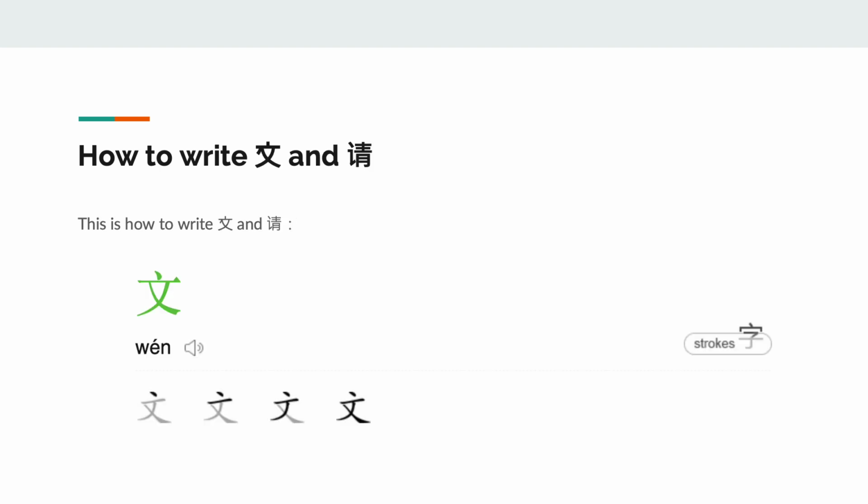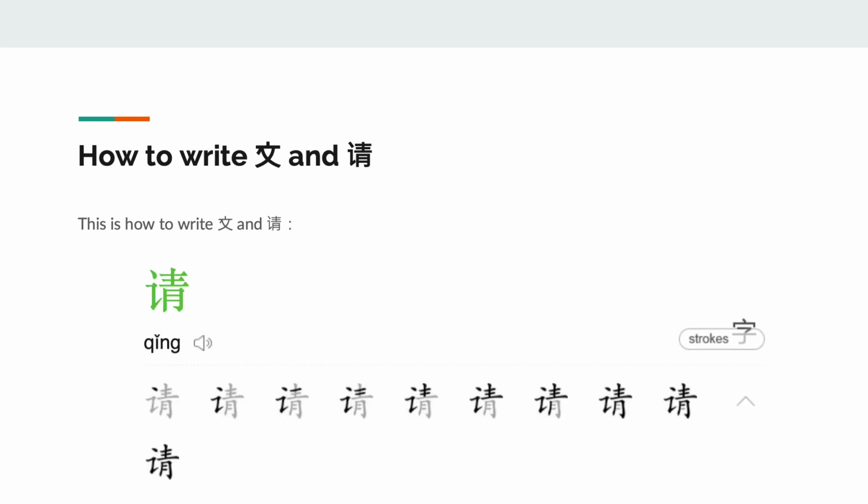Let's look at how to write Wen and Qing. They follow the rule where the upper left and upper center dot comes first. Wen means text or literature, and it has an upper center dot that comes first. Qing means please or to invite, and it has an upper left dot that comes first.